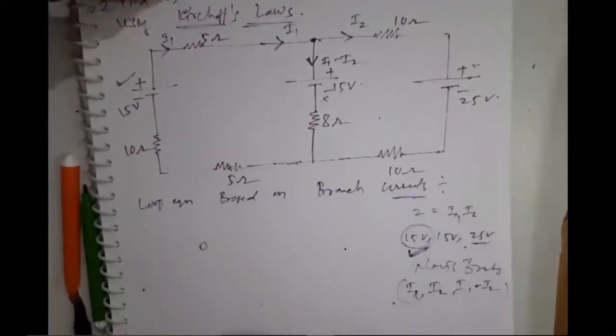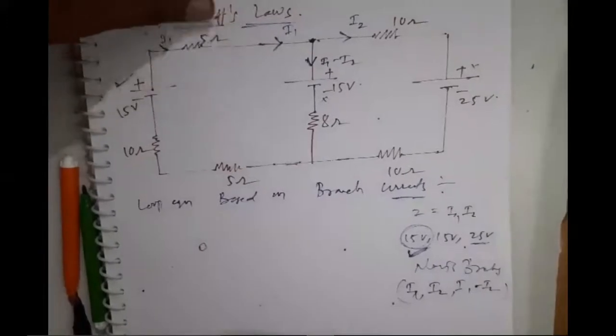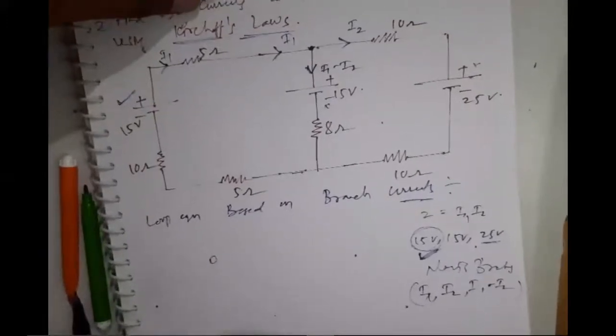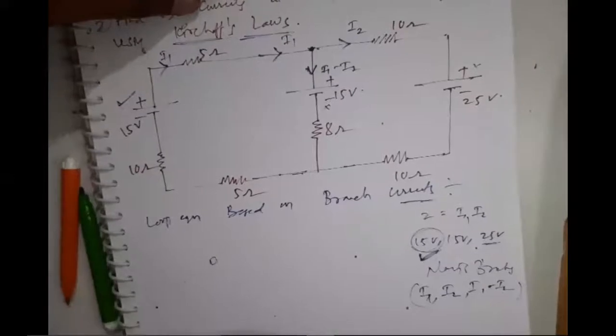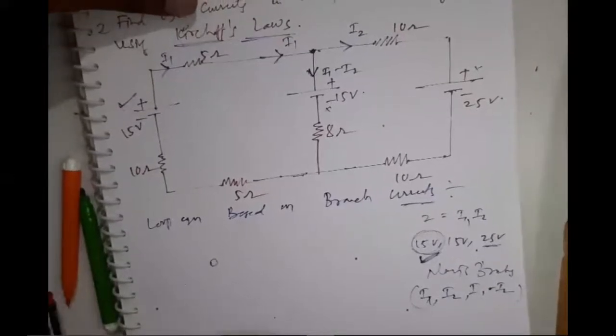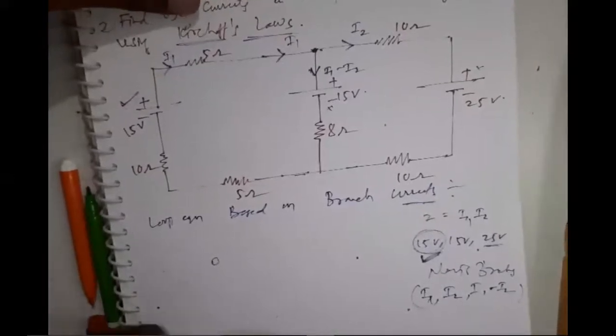This is rule number 3, and rule number 4 is to indicate the signs. I am going to indicate the signs. Let me indicate those signs clearly.